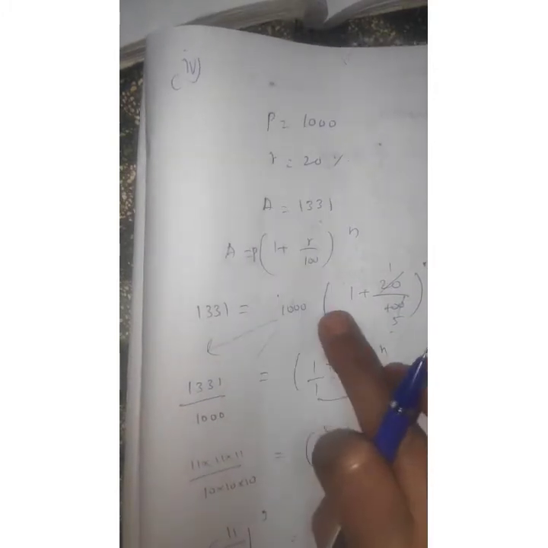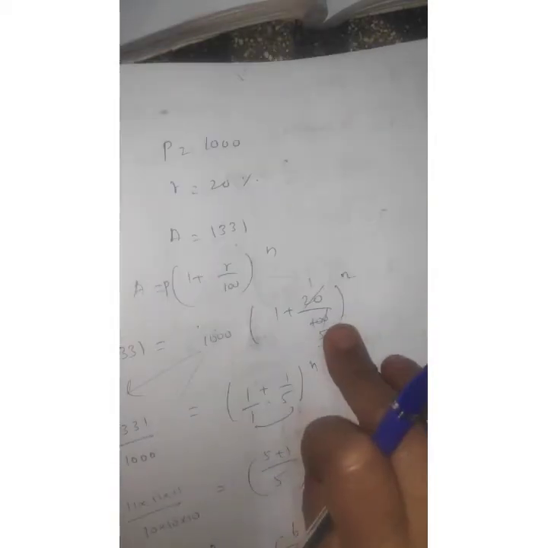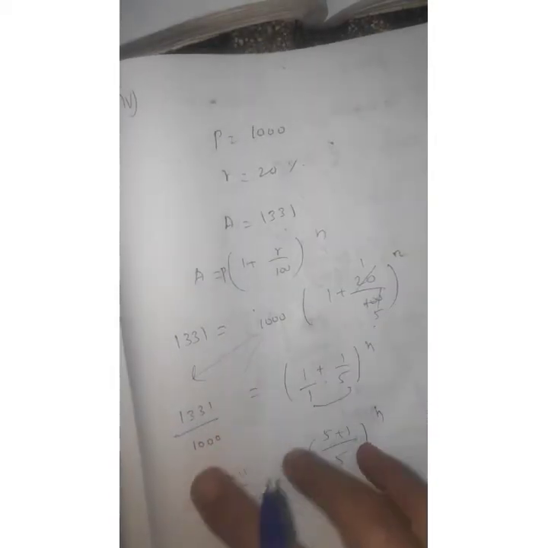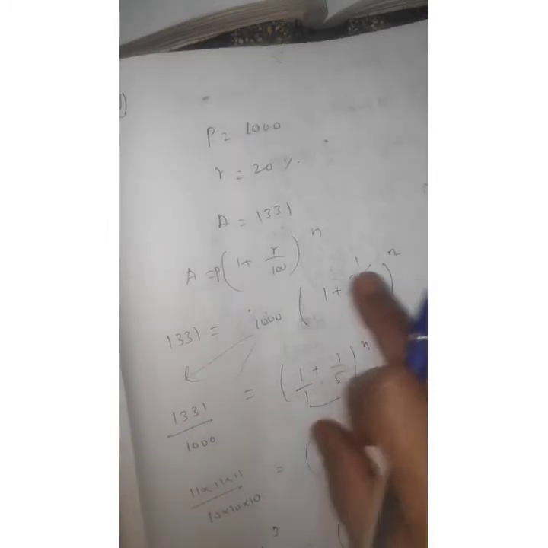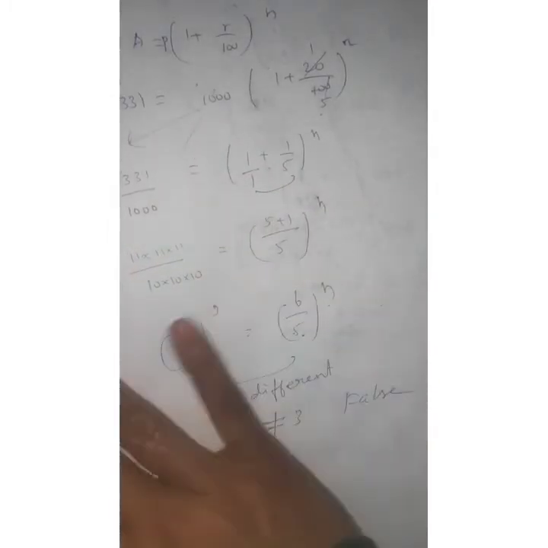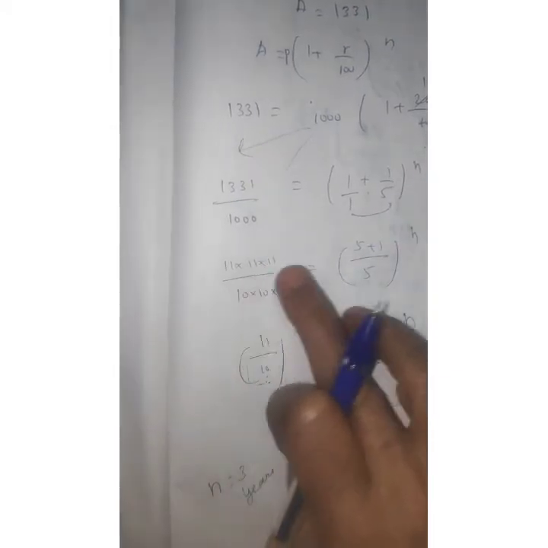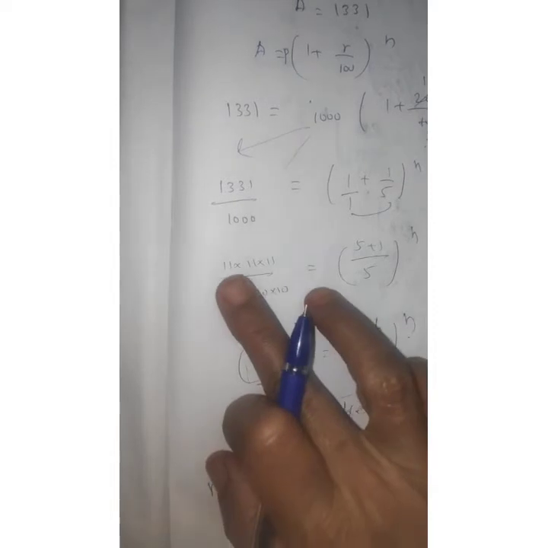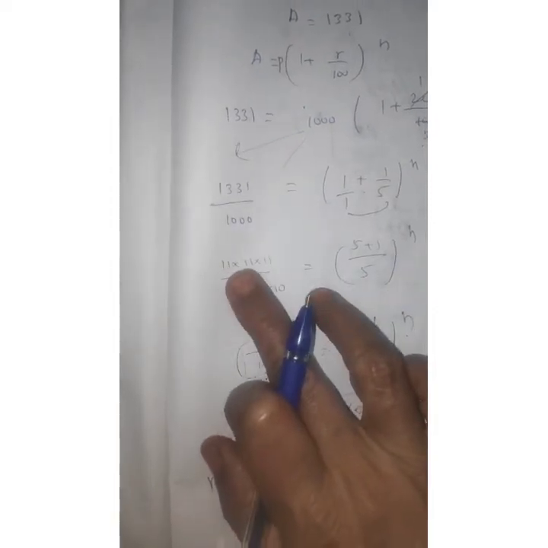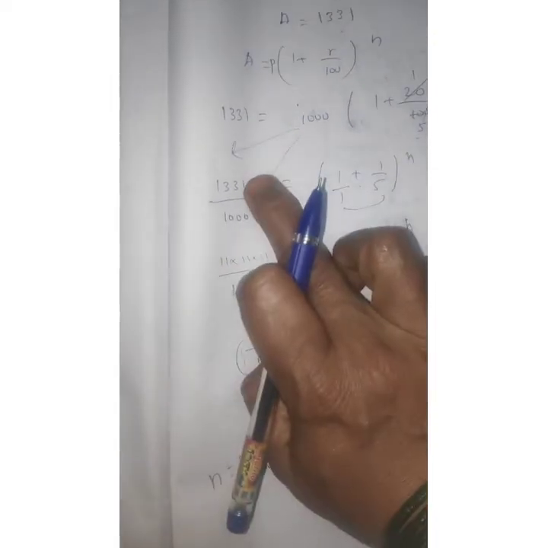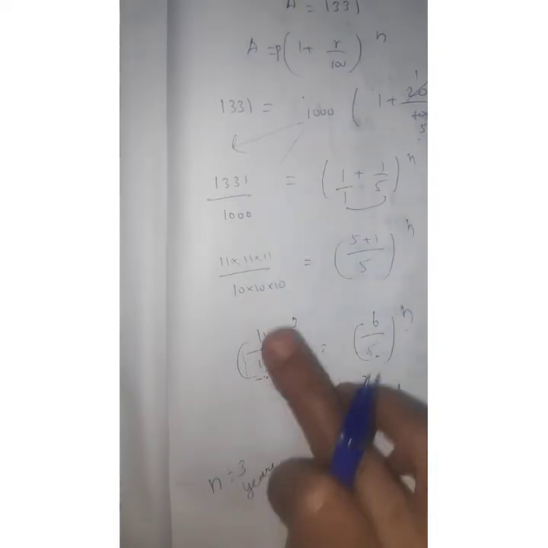1,331 equals 1000 into (1 plus 20 by 100) whole power n. Now write the 1000 down and do the cross multiplication to get 6 by 5 whole power n. Here 1,331 is 11 into 11 into 11 divided by 10 into 10 into 10. Multiplying three 11s, we get 1,331. So you write 11 by 10 whole cube.